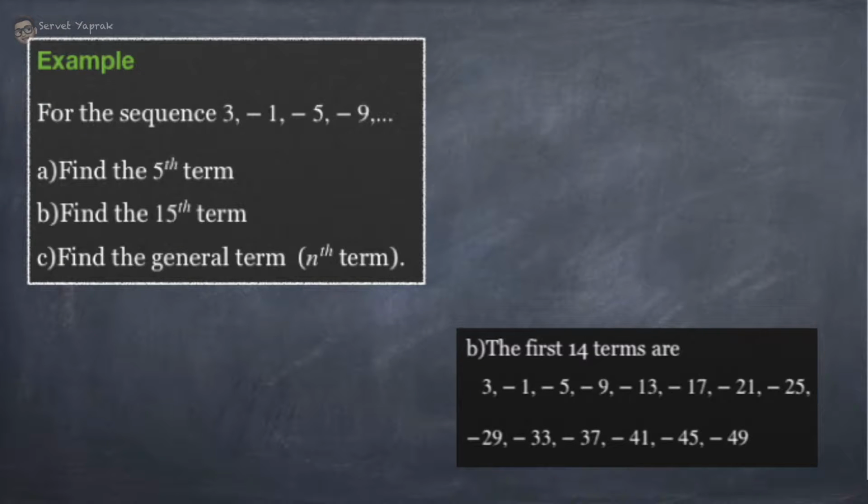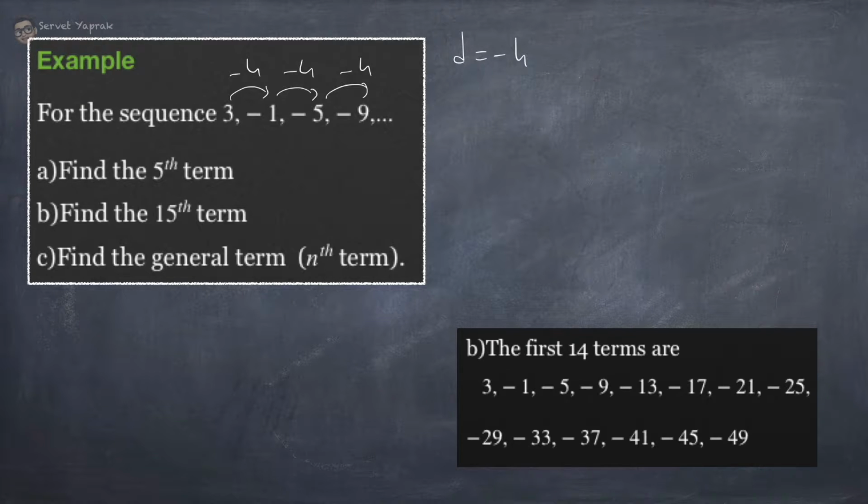Let's look at this example. It says, for the sequence given, find the fifth term. We don't know what kind of sequence this is, so we need to find out the pattern first. Let's look at the terms. 3 to -1, the difference is -4. -1 to -5, again the difference is -4, and -4. We can say that this is an arithmetic sequence and the common difference is -4.